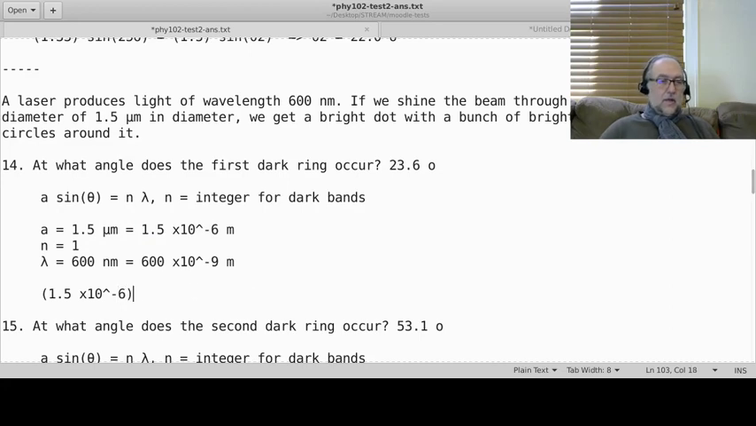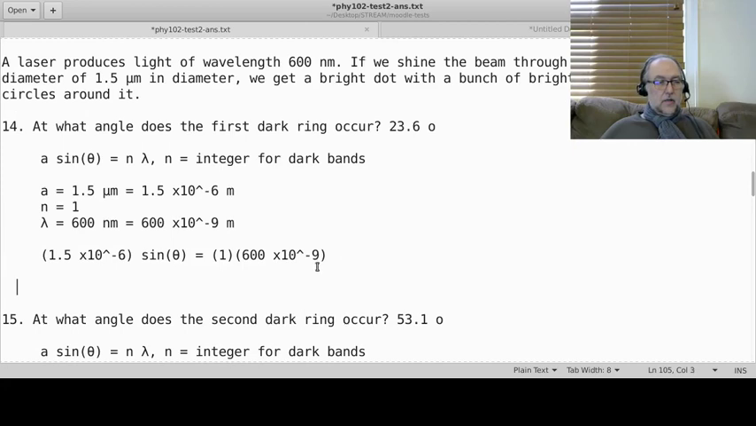So if we put all those numbers in here, for a we'll have this. Sine theta, well, we don't know theta. That's what we're solving for. And n is 1, and lambda is that. Now divide both sides by the 1.5 times 10 to the minus 6. The 1 is just going to go along for the ride, so it's not going to change your answer.